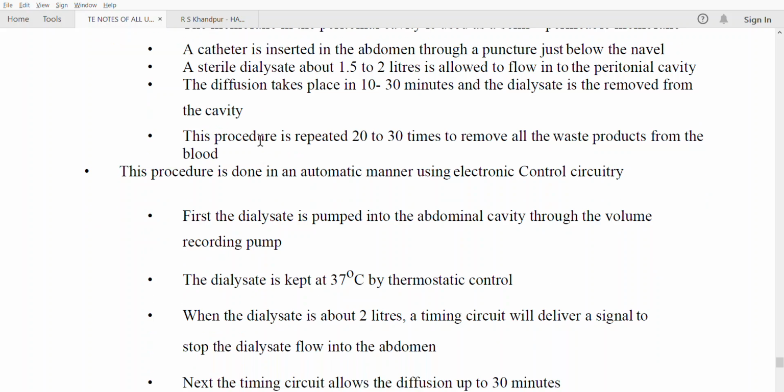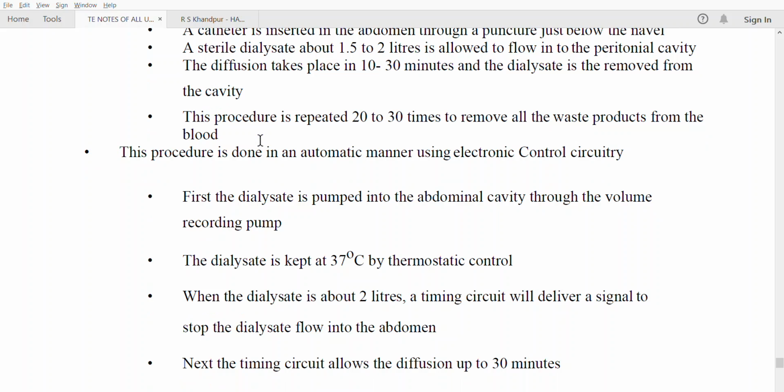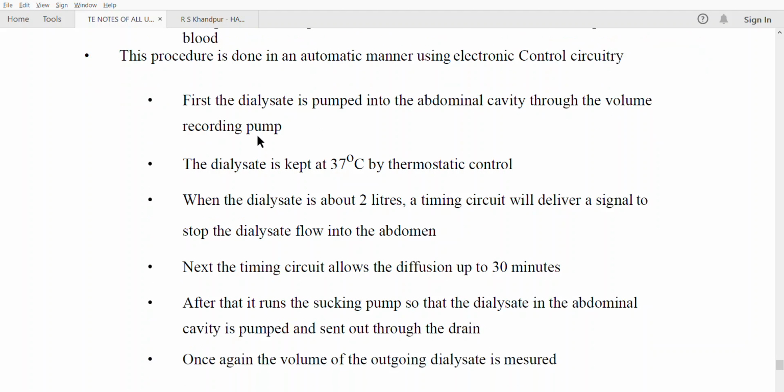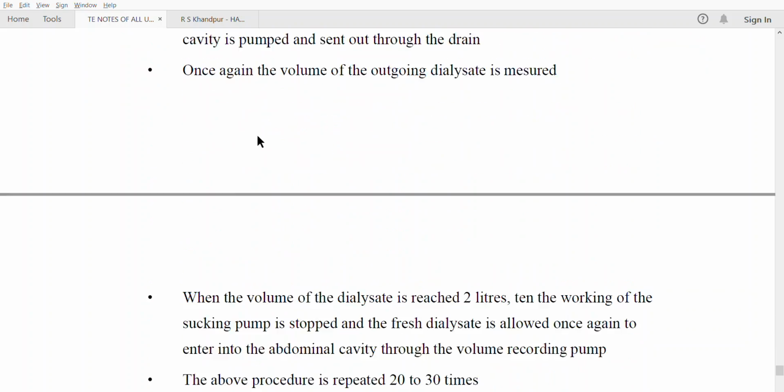First, the dialysate is pumped into the abdominal cavity through a volume pump, and the dialysate is kept at 37 degrees by thermostatic control. When the dialysate reaches 2 liters, the timing circuit delivers a signal to stop the dialysate. Next, the timing circuit allows diffusion for up to 30 minutes. After that, the sucking pump runs so that the dialysate in the abdominal cavity is pumped and sent back to the drain. Once again, the volume of outgoing dialysate is measured.